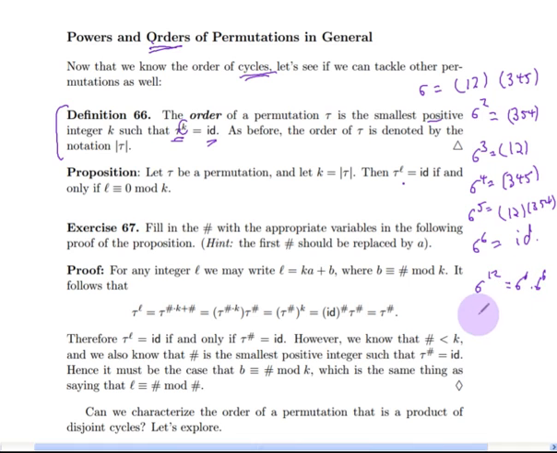What about sigma to the 24th? Similarly, any multiple of 6 should be a power that takes sigma back to 0. And that's what this proposition says. If the order of a permutation is k, then t to the l is the identity if and only if l is congruent to 0 mod k. In other words, l is a multiple of the order of the permutation.